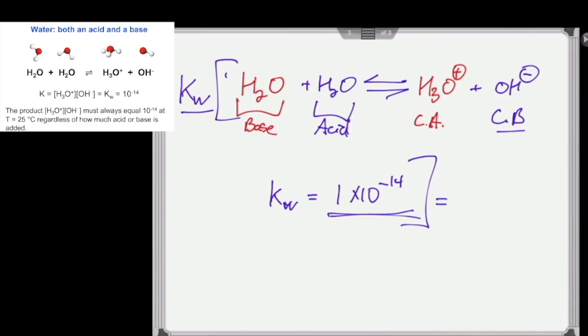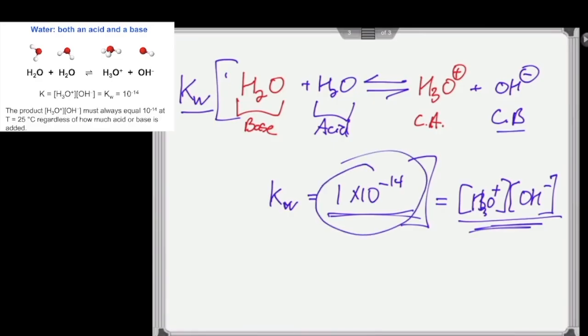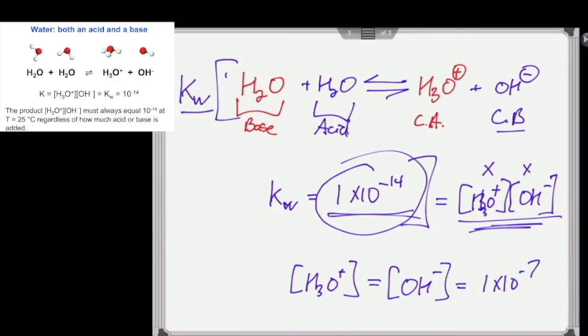Kw must equal your products, that's your H3O plus times your OH minus, over your reactants. Your reactants are all liquids. There's nothing in the denominator, right? Liquid water, there is no denominator here. Which means if I know the Kw is 1 times 10 to the minus 14, each of these values must be the same. You can say it's X and X. That means the concentration of H3O plus must equal the concentration of hydroxide, which must equal 1 times 10 to the minus 7.